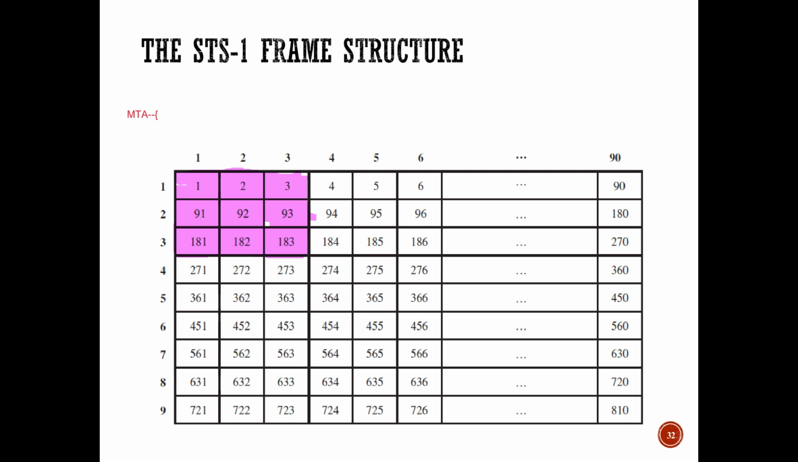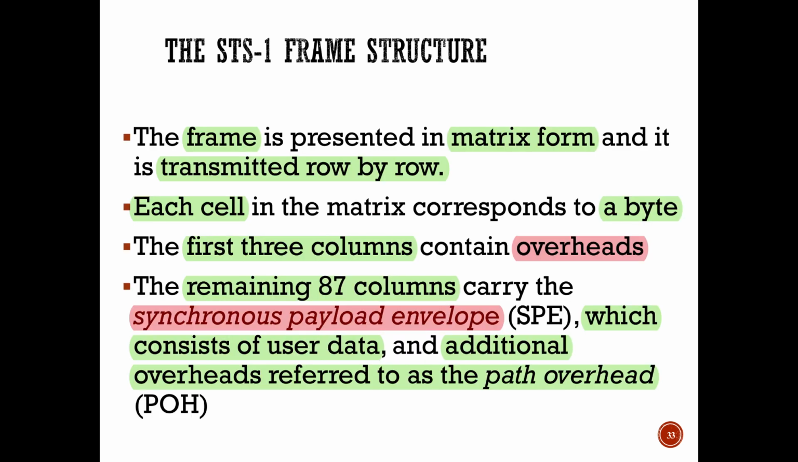The STS-1 frame structure. The frame is presented in matrix form and it is transmitted row by row. Each cell in the matrix corresponds to a byte. The first 3 columns contain overheads. The remaining 87 columns carry the synchronous payload envelope, SPE, which consists of user data, and additional overheads referred to as the path overhead, POH.